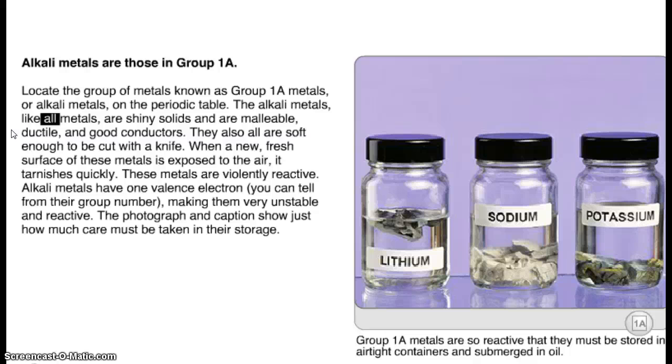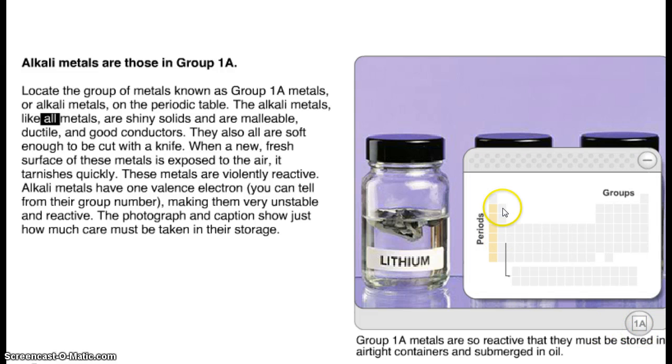The photograph and caption shows just how much care must be taken in their storage. Group 1A metals are so reactive that they must be stored in airtight containers and submerged in oil, because these are the ones that I showed in a previous video. If they are exposed to air, they will do what? They will start on fire.